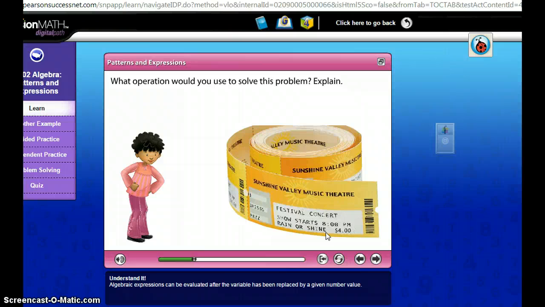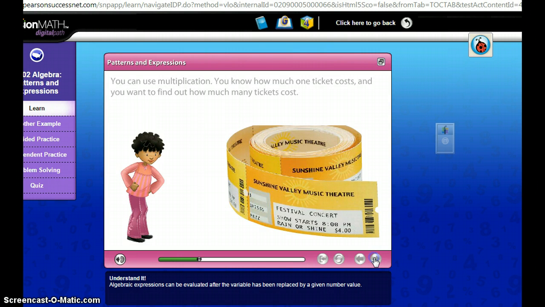What operation would you use, Ethan? 4 times the amount of friends she has. Right, we would use the operation of multiplication. 4 times however many friends she has. We could say F for friends. 4 times F. If she had 2 friends, 4 times 2. If there are 7 people going, 4 times 7. So that's an algebraic expression to help solve.